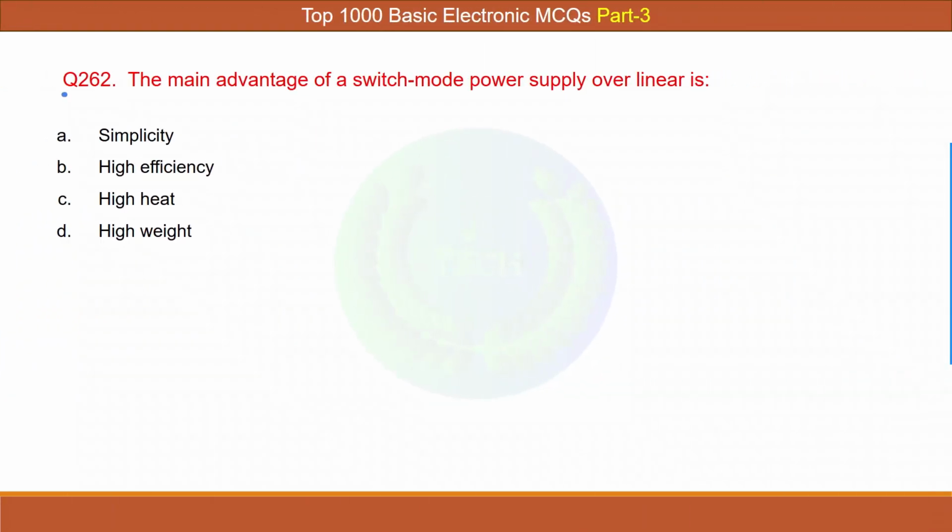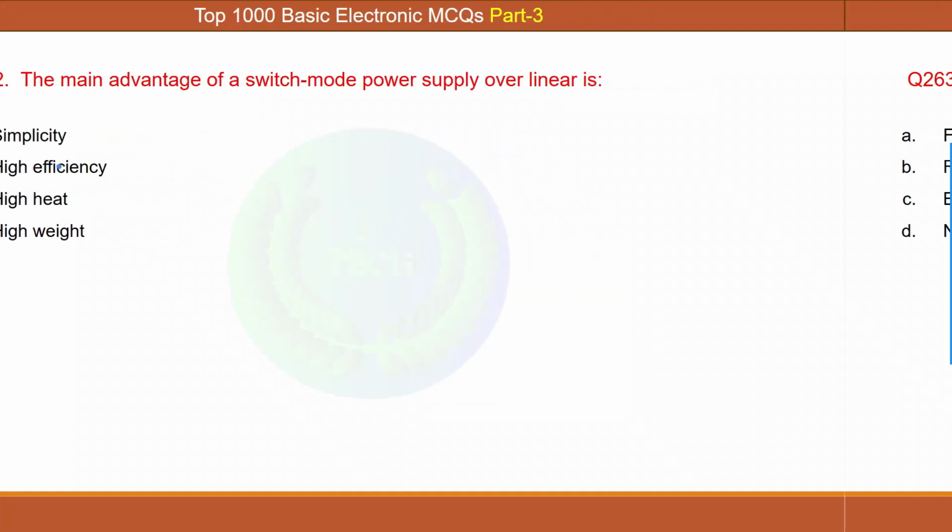Question number 262. The main advantage of a switch mode power supply over linear is option A, simplicity, option B, high efficiency, option C, high heat, option D, high weight. The answer is option B, high efficiency.